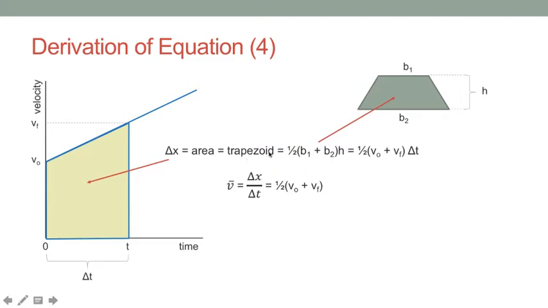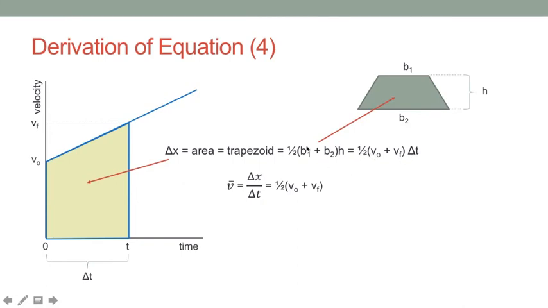If you remember a little bit of geometry, the area of a trapezoid is 1/2 the sum of the 2 bases multiplied by the height. We take this formula and we apply it to our trapezoid on our velocity time graph. We'll find that the 2 bases are the initial velocity and the final velocity. So 1/2 the sum of the 2 bases is 1/2 the initial velocity plus the final velocity, and the height is delta t. So the area, which is displacement, is 1/2 of the sum of the 2 velocities times delta t.